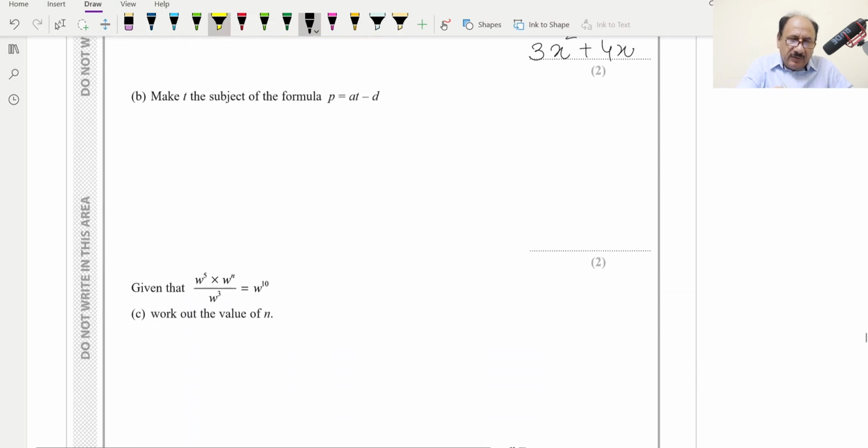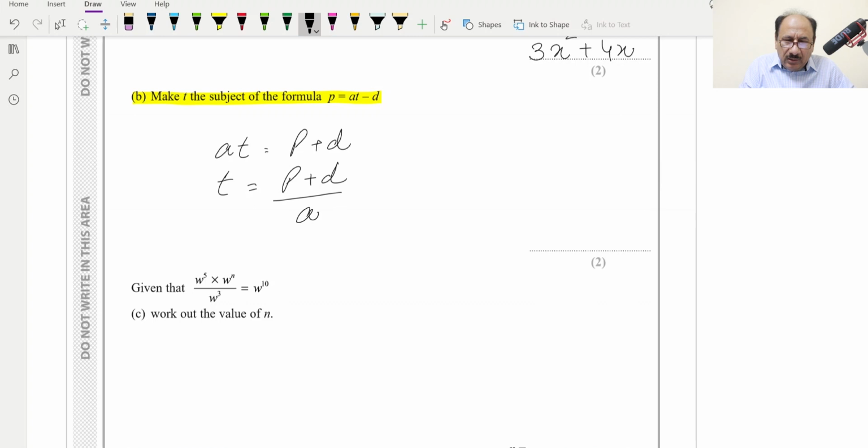And B part, we have to make subject, so make t the subject of the formula. So we can shift d to other side, so at will be equal to p plus d, and a also we can shift, so t is equal to p plus d over a, and this will be our answer for this part. We can provide answer over the proper place, p plus d over a.